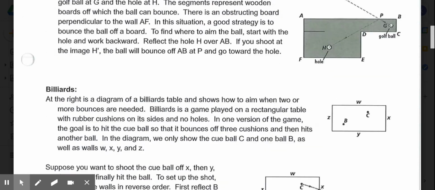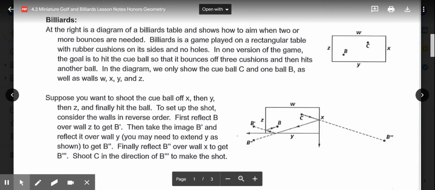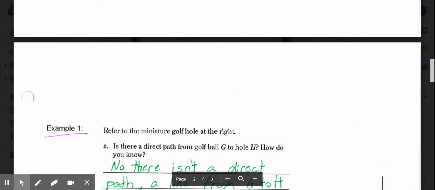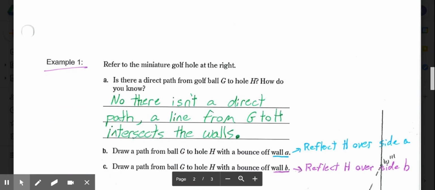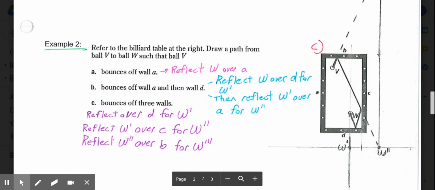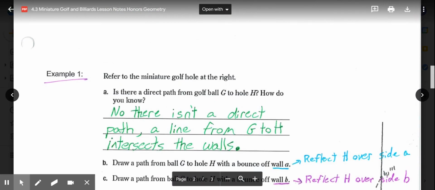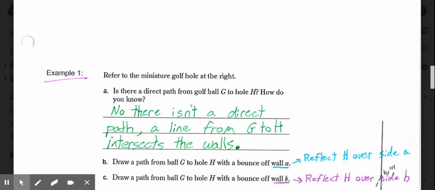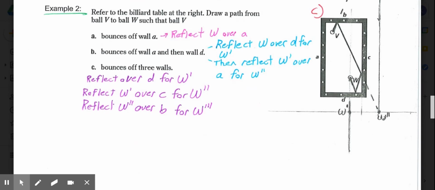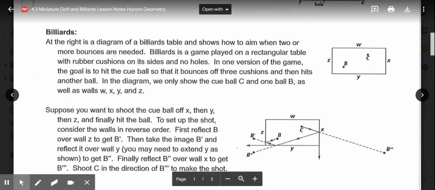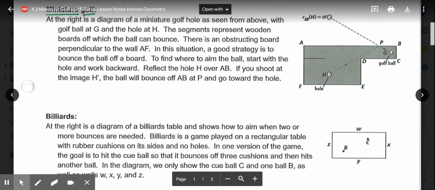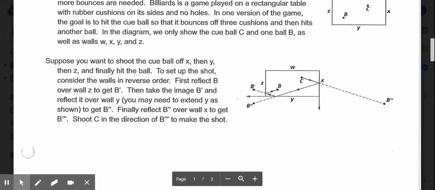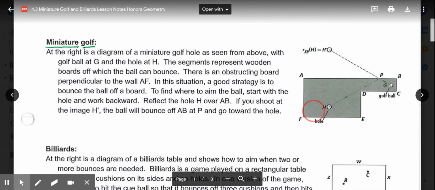So I'm going to make a video to walk you through this example and this example here step by step. So in example 1, it says refer to the mini golf hole at the right, which is way down here. Is there a direct path from golf ball G to hole H? How do you know? Actually, I lied. That image didn't produce. So refer to the mini golf hole at the right. We're going to go all the way back up and look at this one.